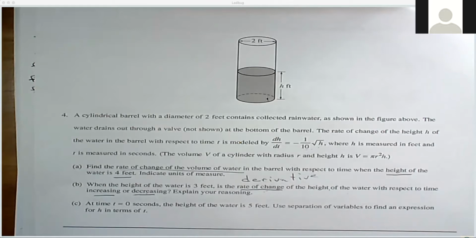What are we comparing it to? If it's increasing or decreasing? Okay, let me ask you this. In calculus, how do we determine whether anything increases or decreases? Positive or negative? What's positive or negative? I agree. The slope.